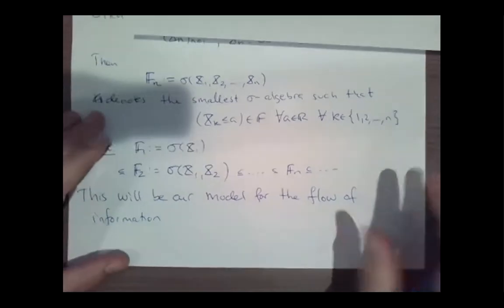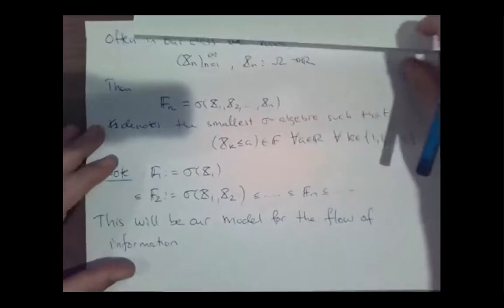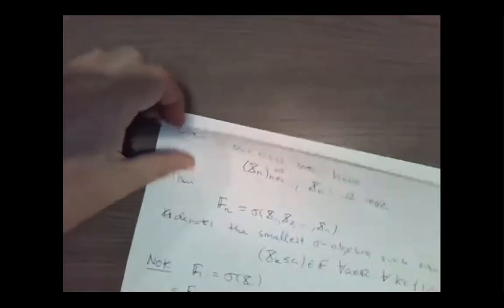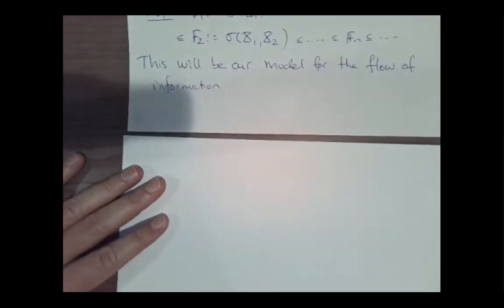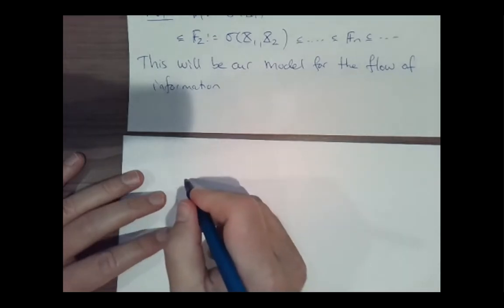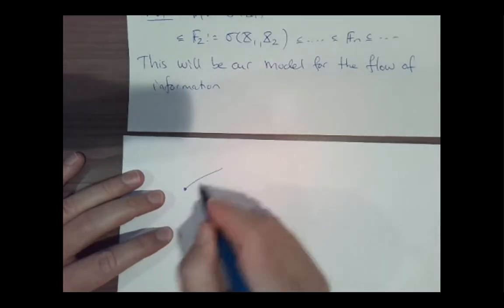Okay, what on earth does that mean? Well, what is it we have in mind? We have a binomial tree structure in mind.